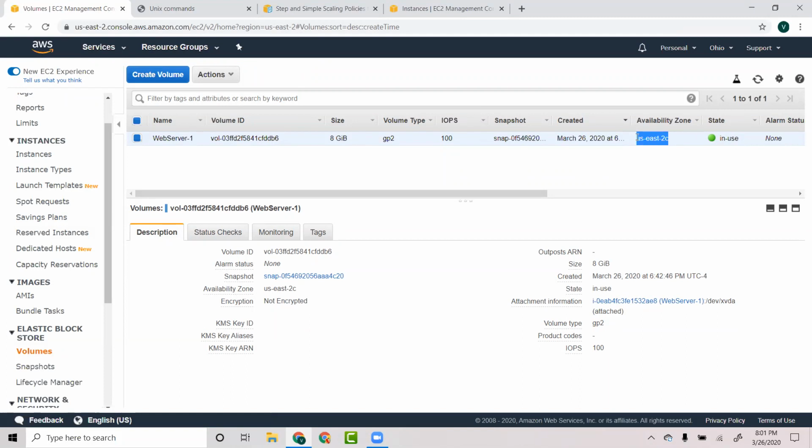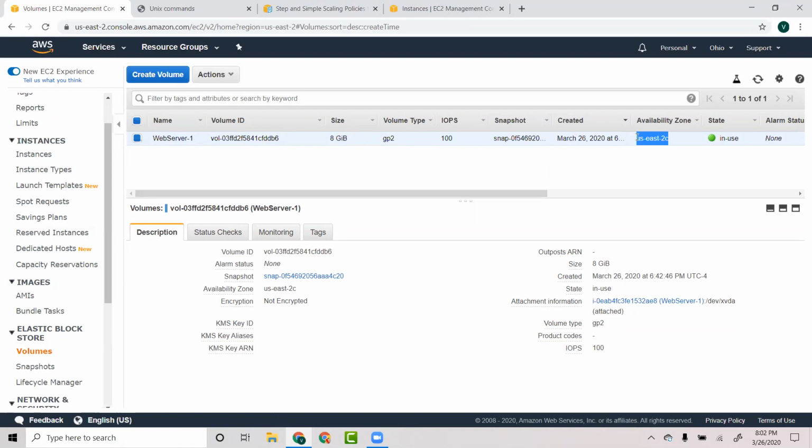Where do you think the associated EC2 instance is? That actual hard disk is in US East 2C. 2C, you got it. And is it possible that your EC2 instance can be in 2A or 2B? I think that was my question. It's a direct certification question.